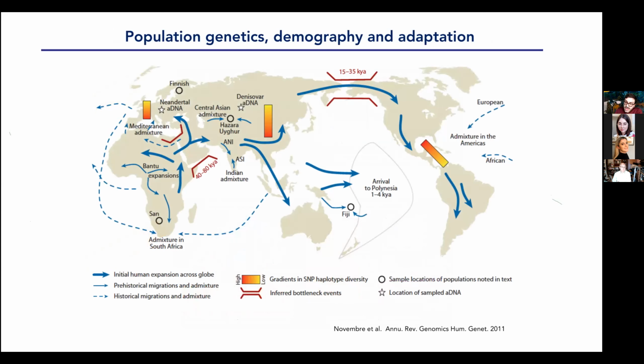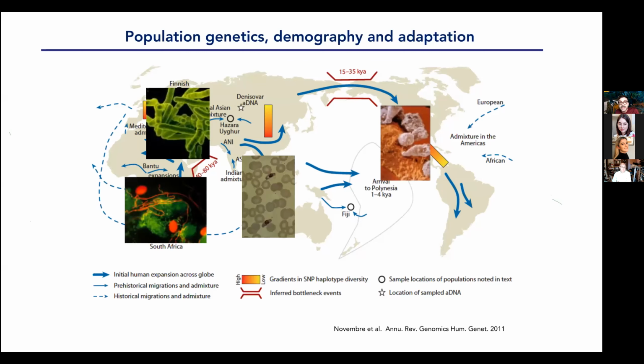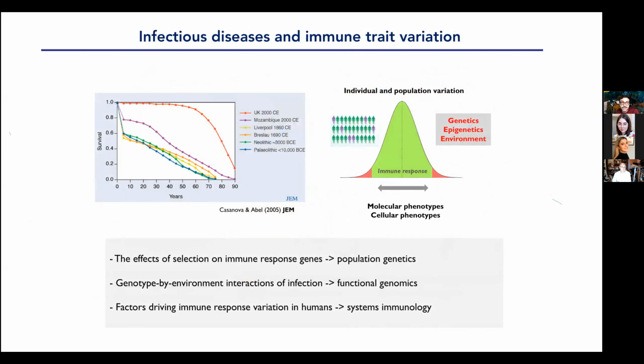So we know today that humans originated in Africa around 300,000 years ago, and that over the last 60, 80,000 years they dispersed throughout the world. But during these dispersals, humans had to adapt to different climatic conditions, to different nutritional resources, but also to different pathogens. And this is the basis of host biological adaptation through natural selection.